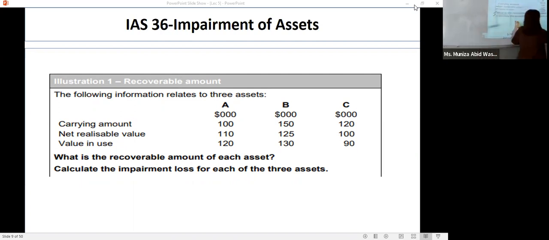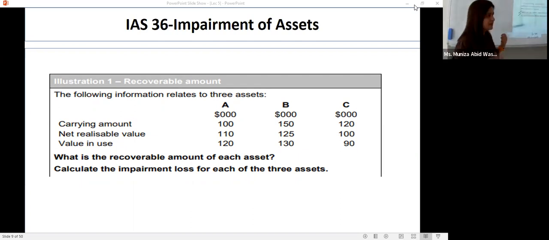What about asset B? 130. And what about asset C? It is 100. So the first part is done. Recoverable amount of asset A is 120, of asset B is 130, and of asset C is 100. Since the recoverable amount is the greater of value in use and NRV. In the exam, they can ask you in both ways. Sometimes they are going to call NRV fair value less cost to sell. Okay, so you should remember these concepts.